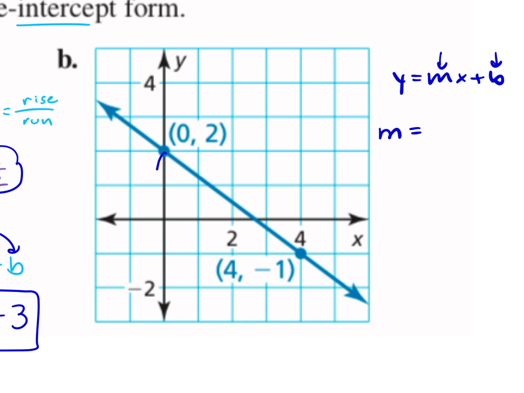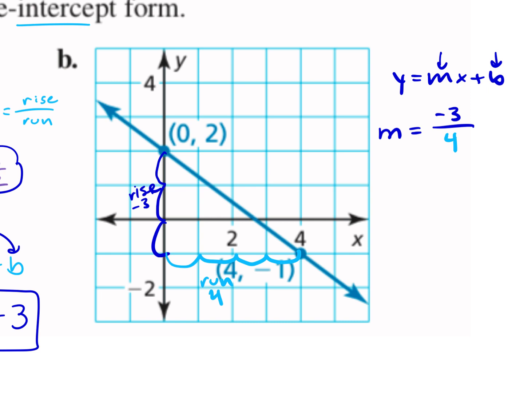So we go down for our slope 1, 2, 3. Our rise, sorry, would be negative 3, because it's rise over run. Our run is how far we go left and right. So that would be 1, 2, 3, 4. So our run is 4. Our line is decreasing, so we know our slope is negative. So our slope is negative 3 over 4.